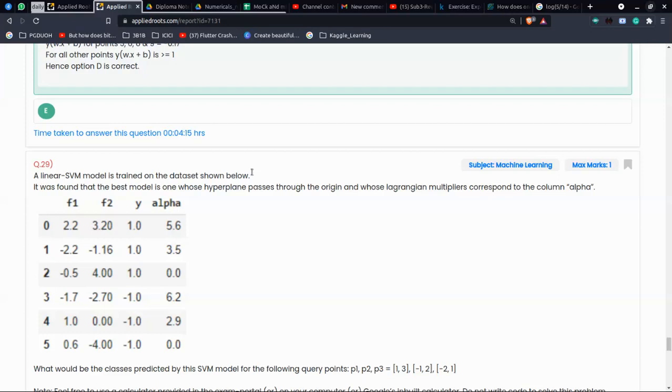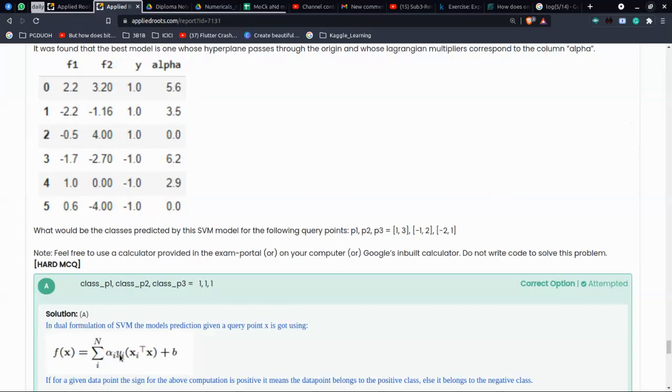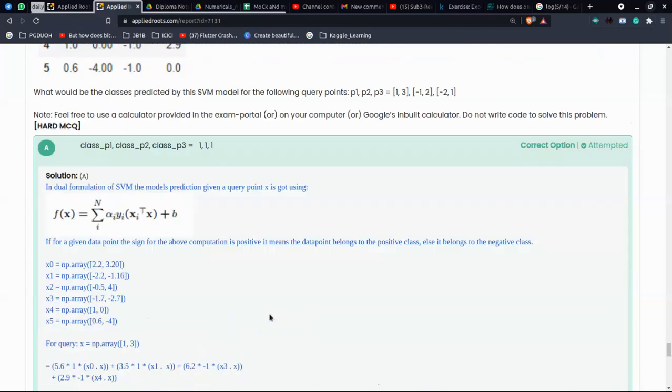A linear SVM model is trained on the dataset below. I thought, okay, linear SVM, good, but this alpha was given. It was found that the best model is one whose hyperplane passes through the origin, so W0 is 0 or bias b equals 0, and the Lagrangian multiplier corresponds to alpha. Alpha is nothing but my Lagrangian multiplier. In the dual form, we use this formula to predict the class. If it is positive, then positive class; negative, then negative.